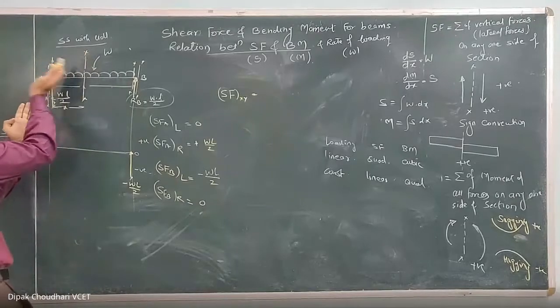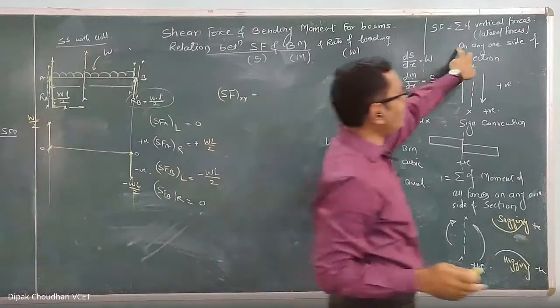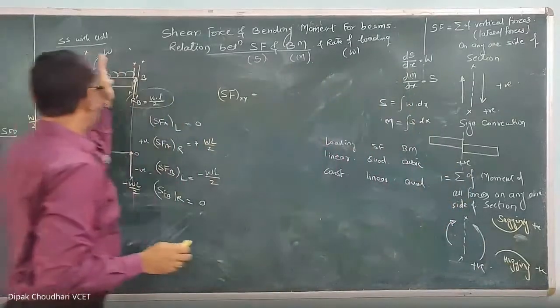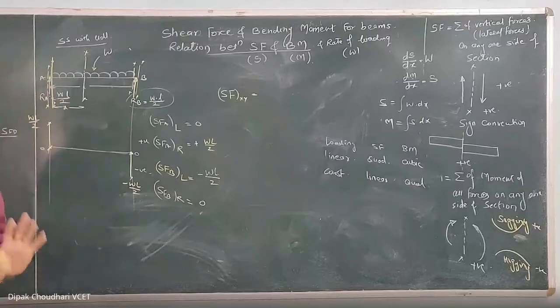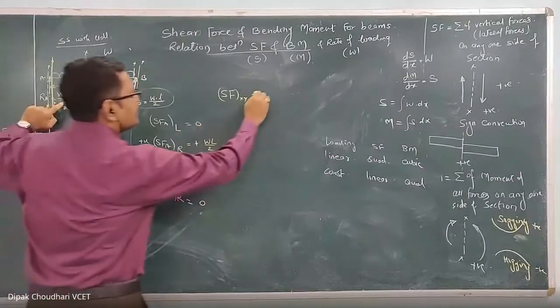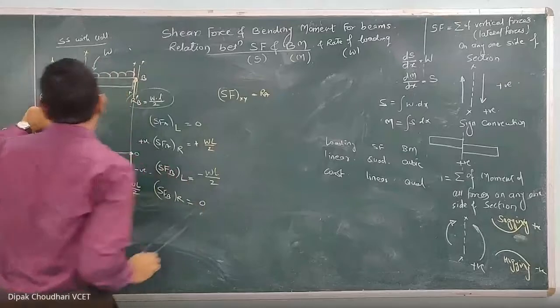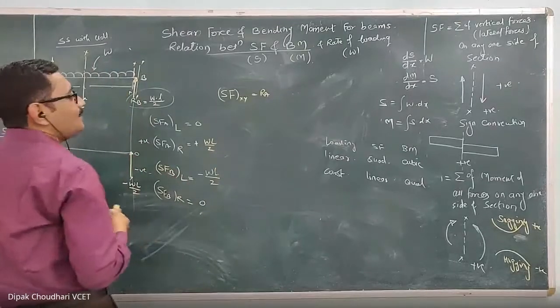I will consider the forces on the left-hand side. Actually, you can take either side. I am going to take the left-hand side. On the left-hand side, if the force is upward it is positive, if downward it is negative. So here it is RA. I am writing RA only, or you can write WL by 2.